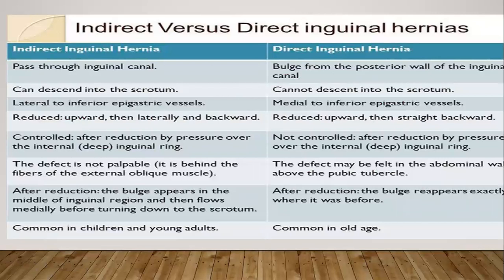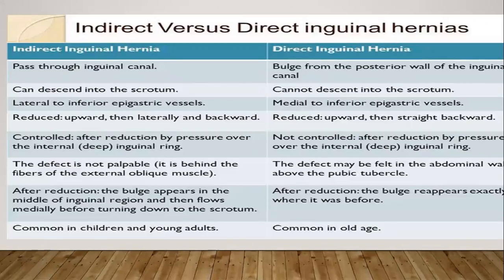The other thing is that the direct inguinal hernia is common in the elderly. So remember, I told you that as people age, their muscles become weak, and that predisposes them to herniation. So it is common in old people. The indirect is common in children and young adults. Why in children? It can be due to the patent processus vaginalis.